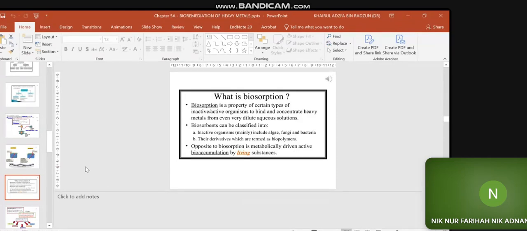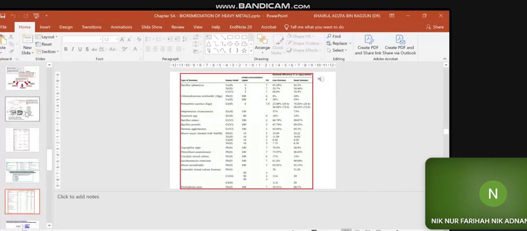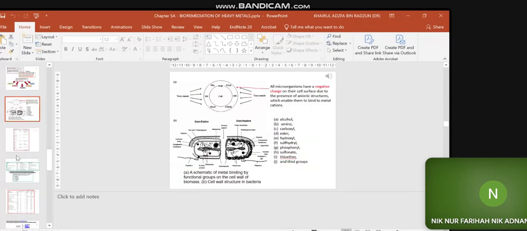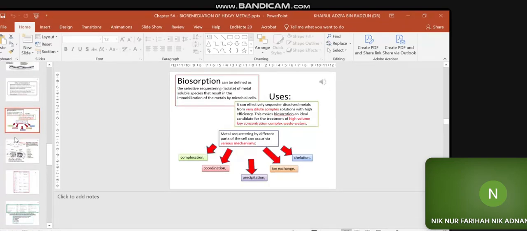Opposite to bioabsorption is metabolically driven active bioconversion by living substances. Right, so I have to skip a few slides. This one you can read, because otherwise I cannot complete it within the time given, because we have another set of lectures.